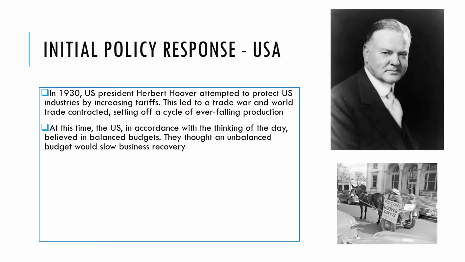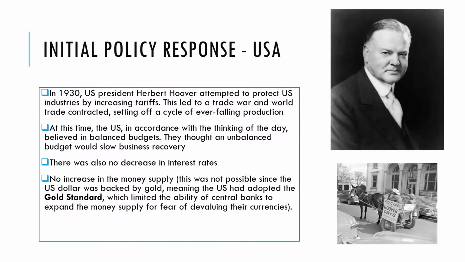At this time, the US also tried to make sure they ran a balanced budget, so government spending was equal to taxation. So they thought an unbalanced budget would slow business recovery, so there was no idea here that they should increase government spending or reduce taxation in order to help the economy recover. They didn't decrease interest rates, and they didn't increase the money supply.